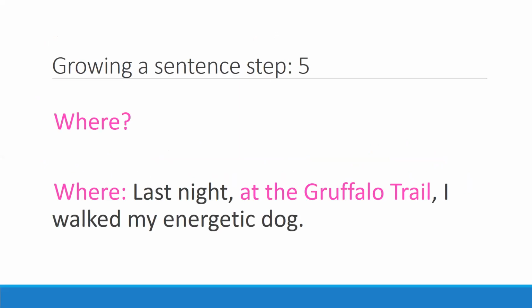Step 5 of growing a sentence. So where did this happen? I've already told my reader who I'm talking about, what I'm talking about. I described my dog, when it happened, and now I'm going to tell my reader where it happened. So last night at the Gruffalo Trail, I walked my energetic dog.